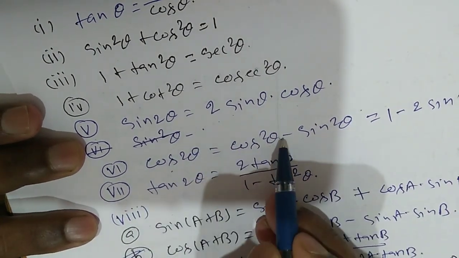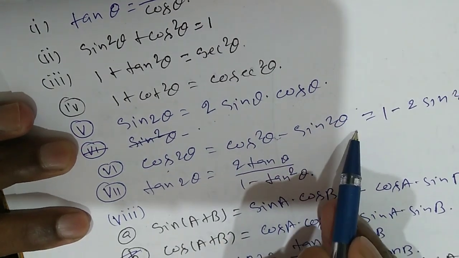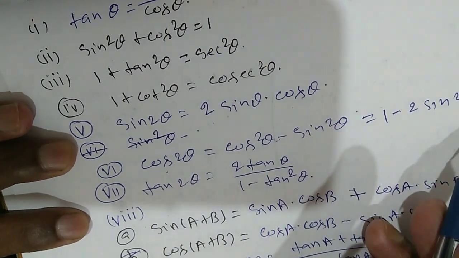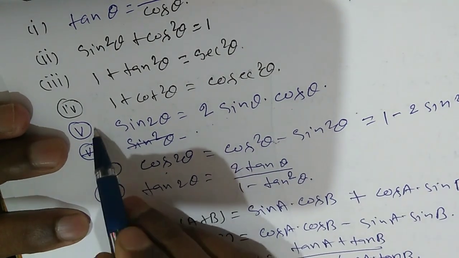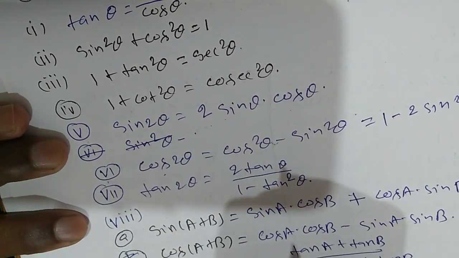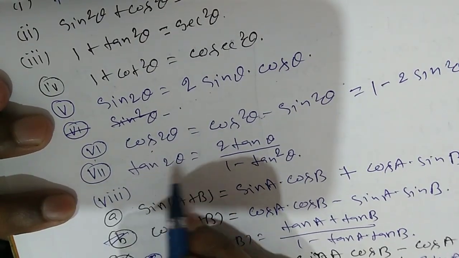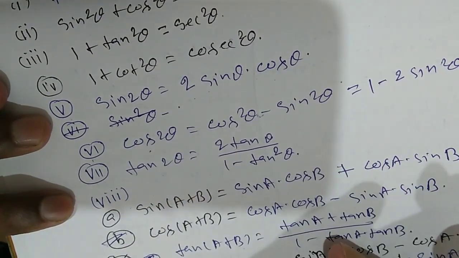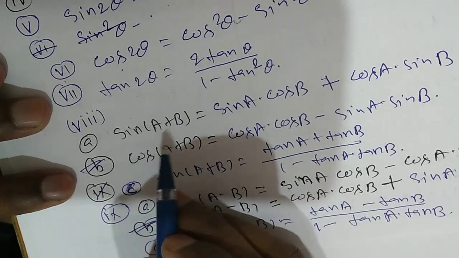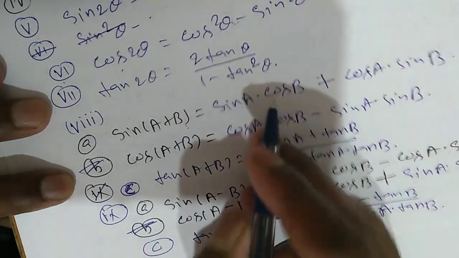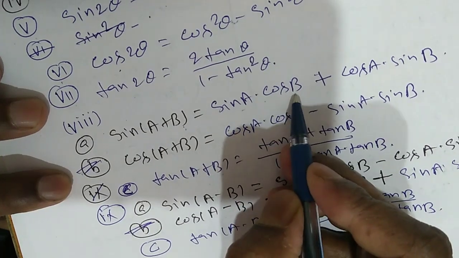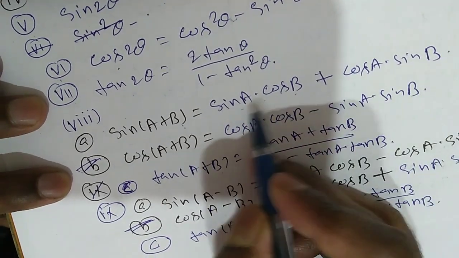Next one is cos 2 theta: cos square theta minus sin square theta, or 1 minus 2 sin square theta, or 2 cos square theta minus 1. Both of them are frequently used, so always remember. Next one is tan 2 theta: 2 tan theta upon 1 minus tan square theta. Another one is sin (A plus B), it means sum of angles. Then we write sin A into cos B plus cos A into sin B.